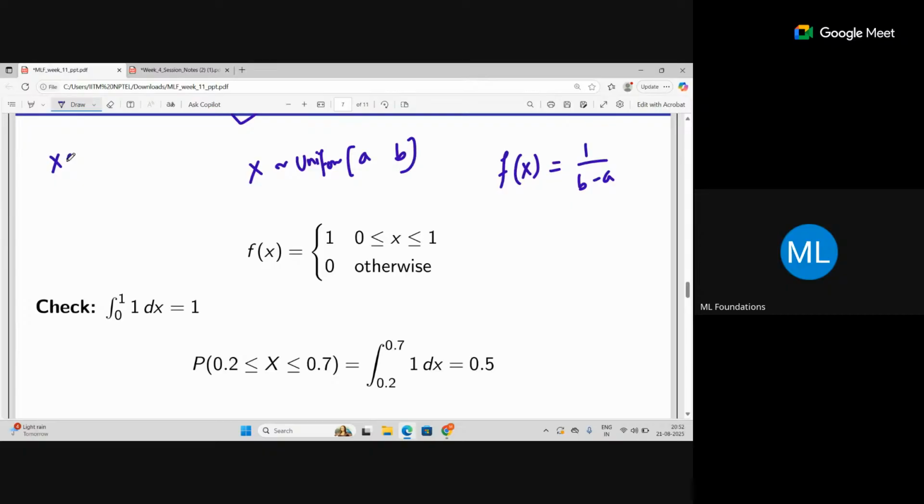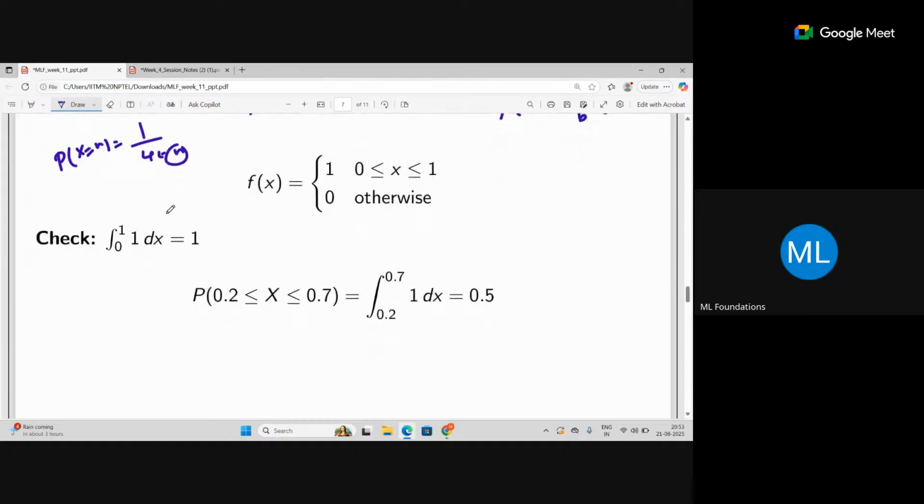If it is discrete uniform, then x is uniform over a set of numbers, let's say 0, 1, 2, and 3 in this case. What is the probability mass function in this case? Every value will take 1 by 4, which is 1 upon the total number of values the random variable takes. So that is the difference between discrete uniform and continuous uniform distribution.